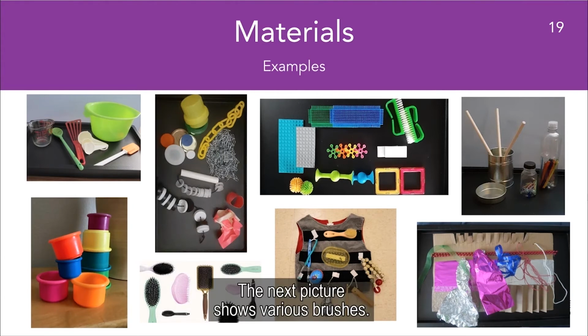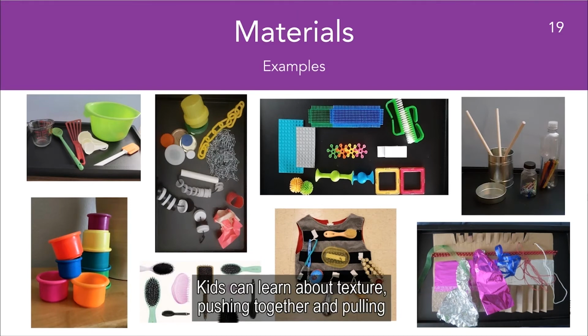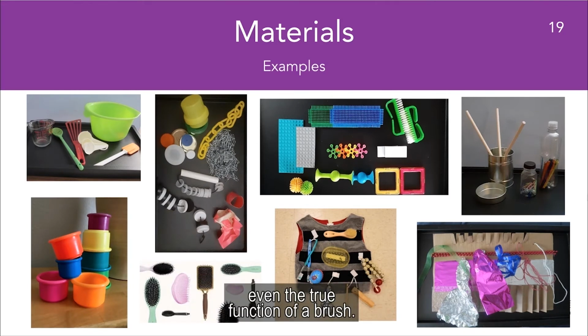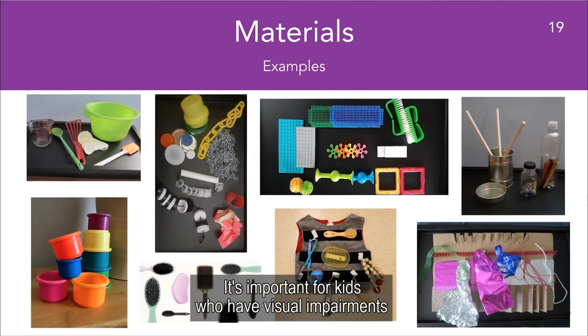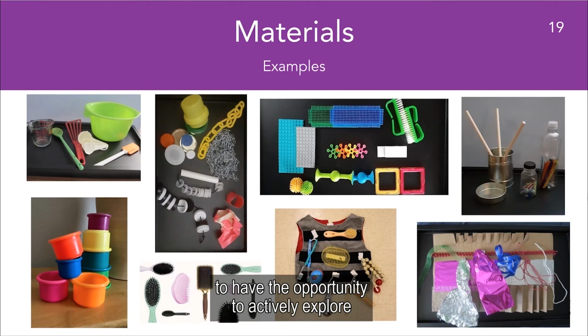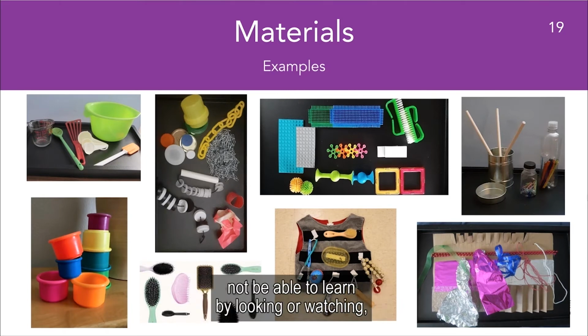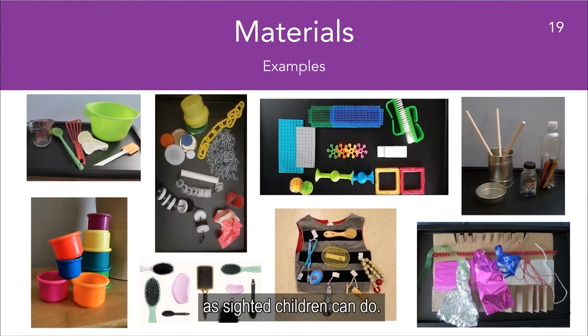The next picture shows various brushes. Kids can learn about texture, pushing together and pulling apart, hard and soft, rubbing the bristles, and eventually even the true function of a brush. It's important for kids who have visual impairments to have the opportunity to actively explore with these items so they can learn things that they would not be able to learn by looking or watching, as sighted children can do.